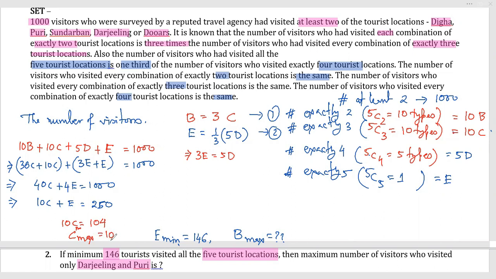And as C maximum is 10, B maximum will be 3 into 10, that is 30. So my answer is 30, which is the maximum number of visitors who visited only Darjeeling and Puri.